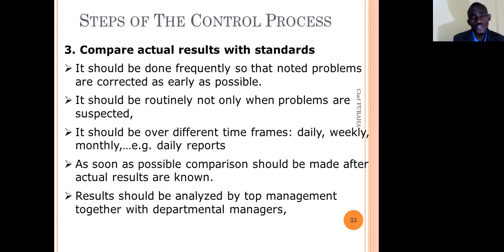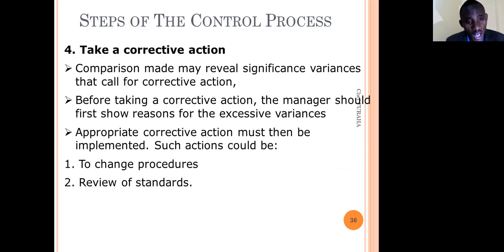Then after getting the actual results of what is really happening, not what our standard says, but what is happening, then you compare. You look into standards and you look at the actual results. Do a comparison. If you find that there are deviations, that they are not matching, you take a corrective action. A corrective action may be to change procedures and standards, or to review standards.